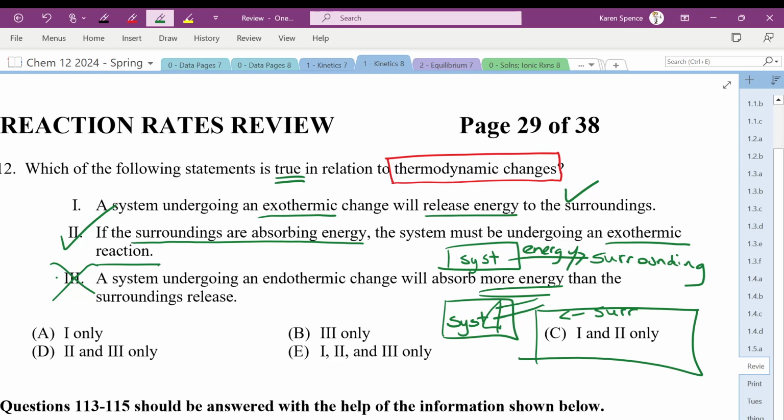That's called potential energy. So there would be 10 kilojoules of kinetic energy in the surroundings, which then transfers into the system and gets transformed into 10 kilojoules of potential energy.